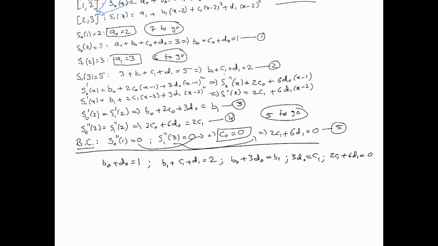The best way to do this is to solve this as a system of linear equations, and that means you need to order your unknowns first. And the order we have here is as follows: B0, D0, and then B1, C1, D1, and our right hand side.